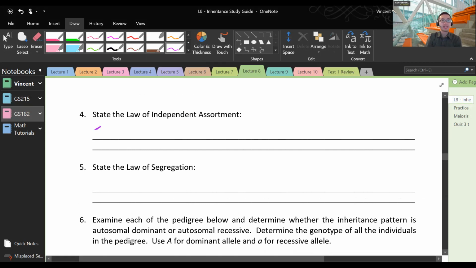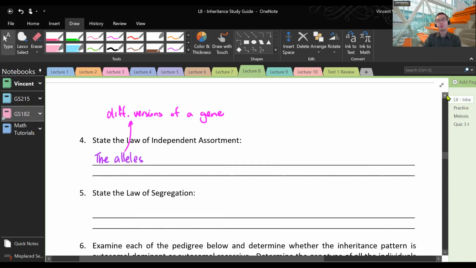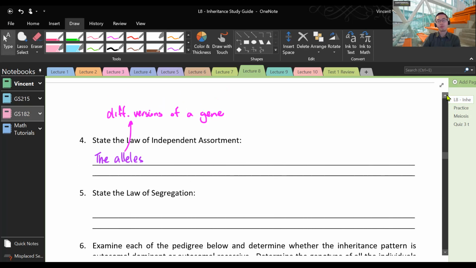Basically, what it says is this: the alleles, and if you're not familiar, alleles are basically different versions of a gene. For example, we can have a gene for eye color. One version would be blue eyes, another version would be brown eyes. So these are 2 different alleles for eye color. You can have a gene for blood type. We can have an allele for type A blood, an allele for type B blood, and an allele for type O blood, and so on and so forth. So alleles are different versions of the gene.